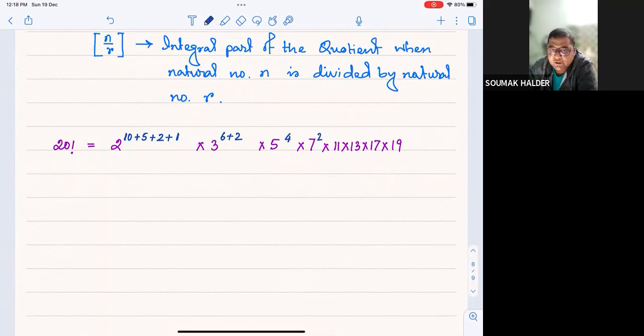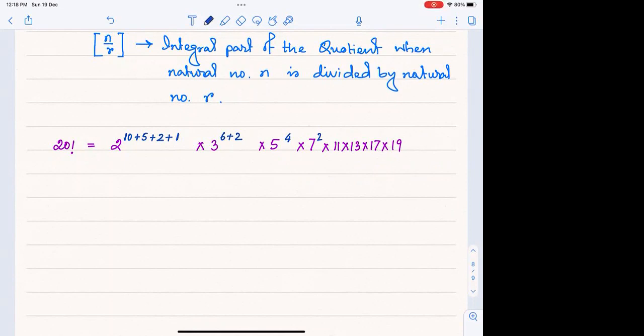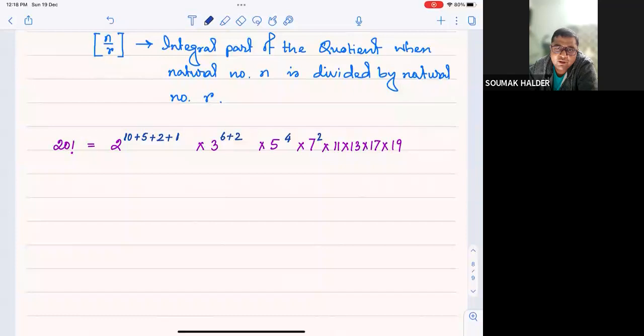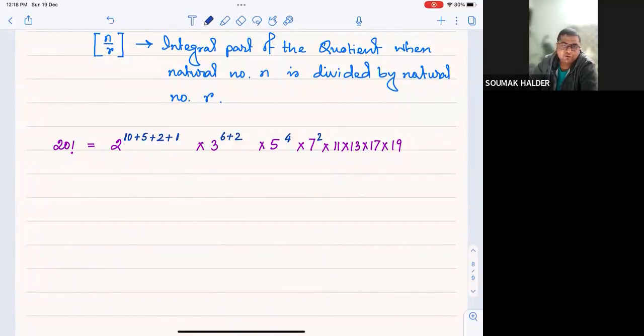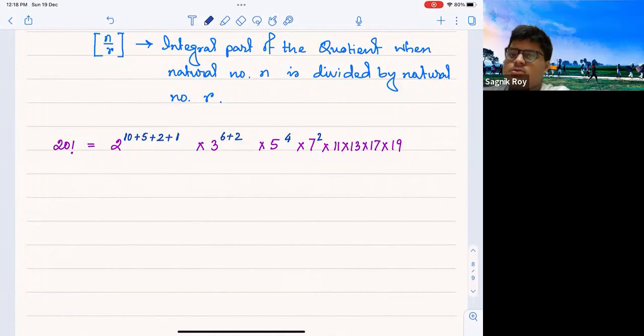Do we need to bother about the rest of the primes? Those which are more than 20 by 2 have no multiple, they will have only single appearances. So all the primes which are more than n by 2 and not exceeding n, they will appear only once in the representation of n factorial. So 11, 13, 17, 19, they will definitely appear once. And that's the complete prime factorization of 20 factorial. Is it making sense to everyone?